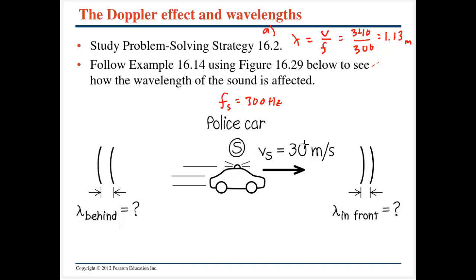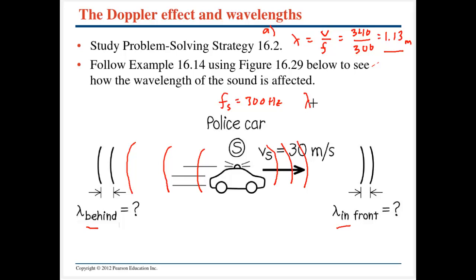Now, if we think about a police car that is traveling forward, suppose it emits a pulse, and then it travels 30 meters per second, and emits another pulse, and another pulse. They're going to be more tightly packed in front of the car than if we look at behind the car. The car is going to emit a pulse, and it's going to essentially run away from the pulse it emitted. Then it's going to emit another pulse, and another pulse, and so the wavelength behind is going to be a little bit longer than the 1.13 meters. The wavelength in front of it should be a little bit shorter than 1.13 meters.